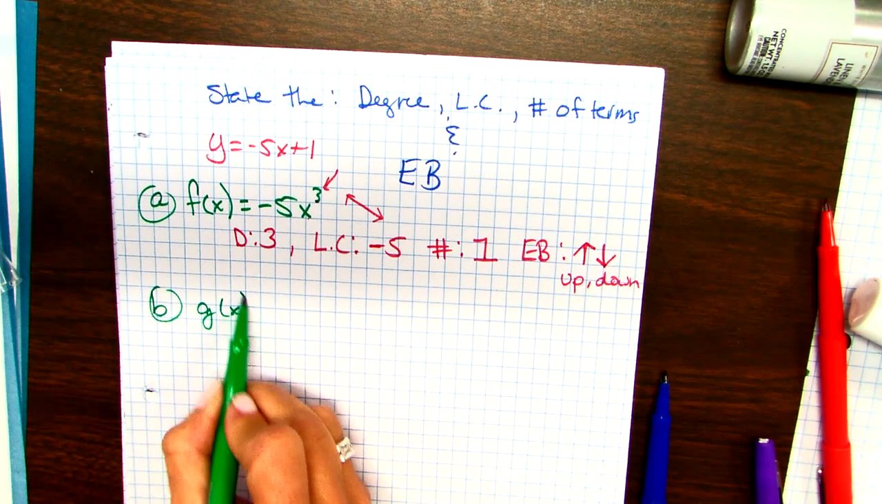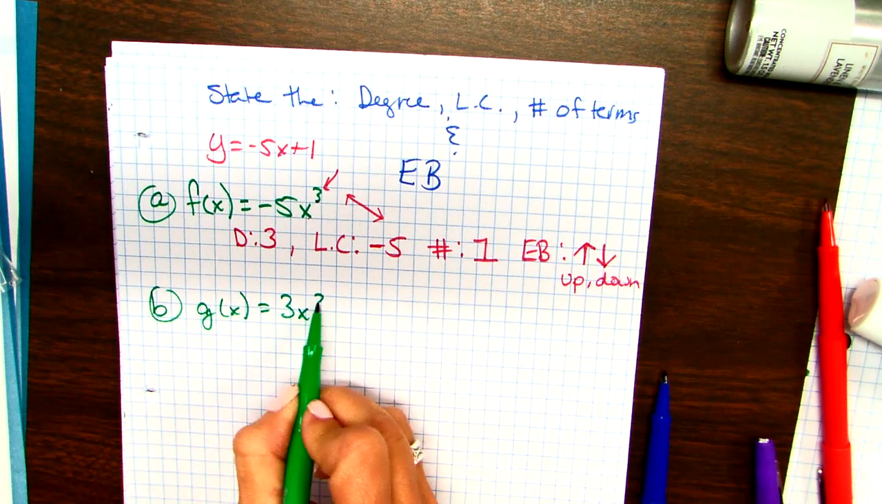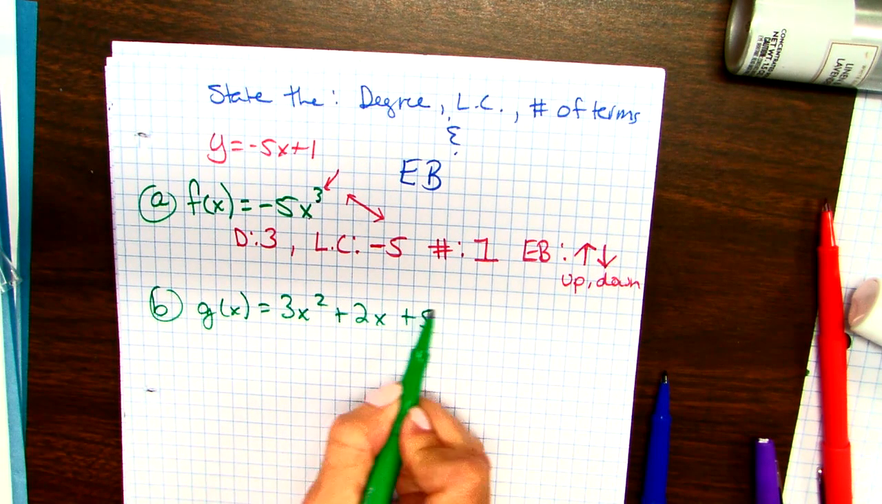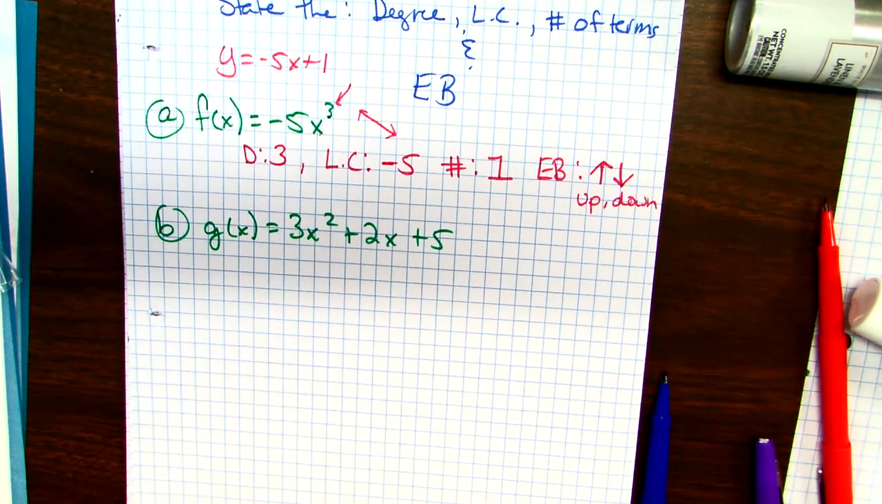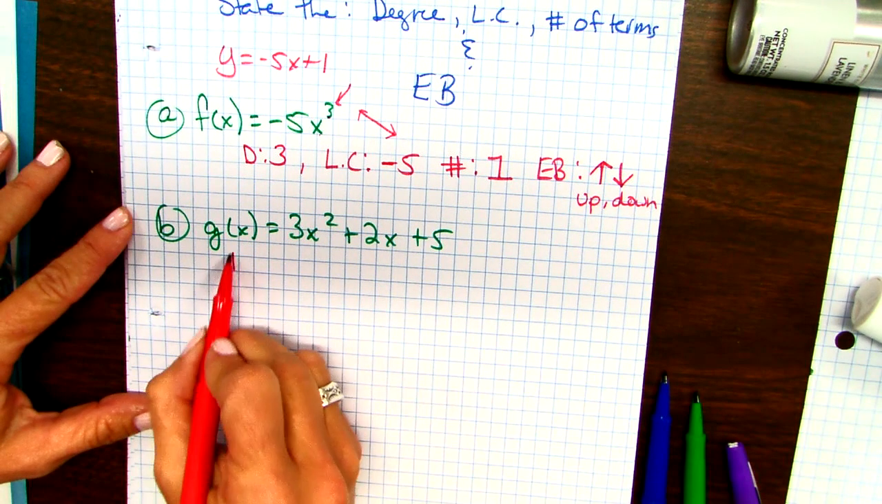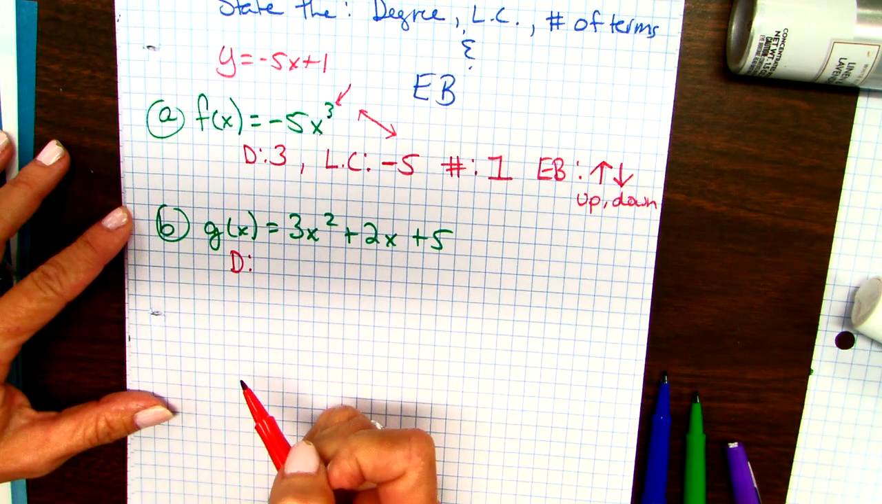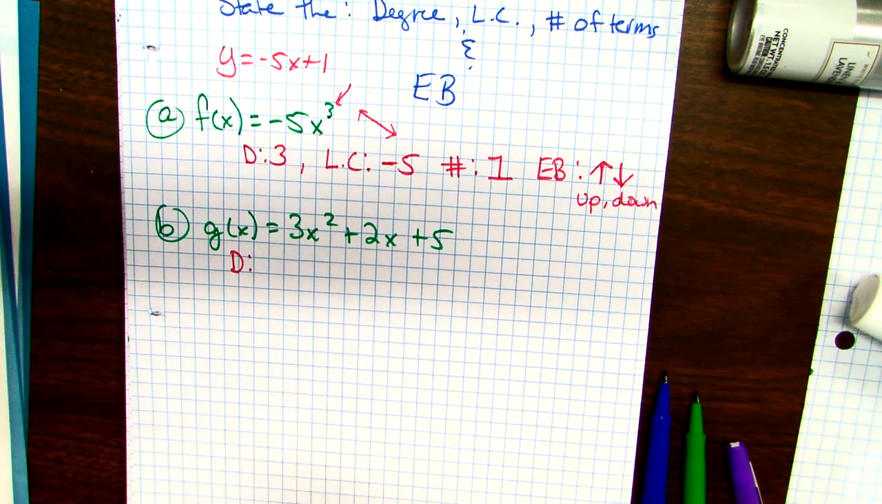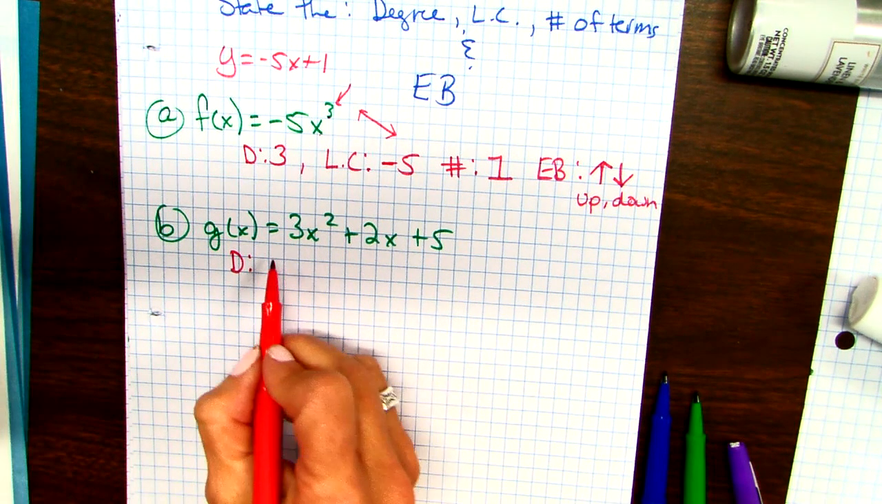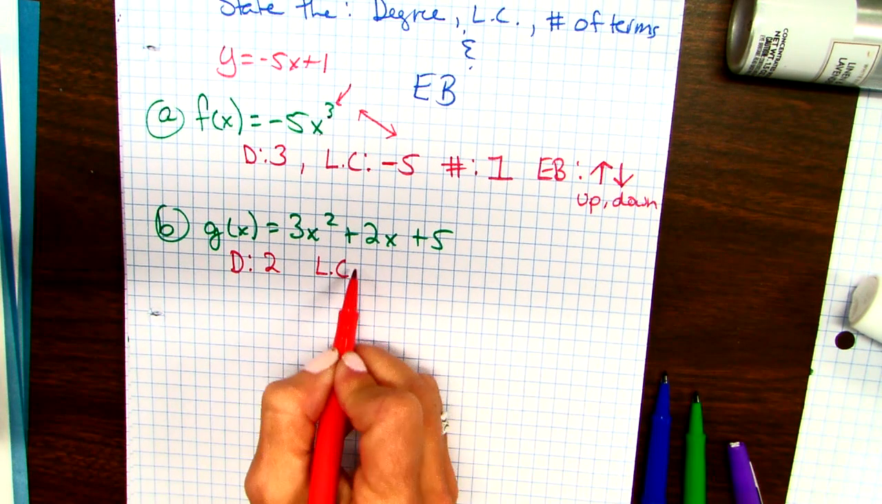G of x equals 3x squared plus 2x plus 5. Richard, do you know the degree? Yeah. Do you know the leading coefficient?